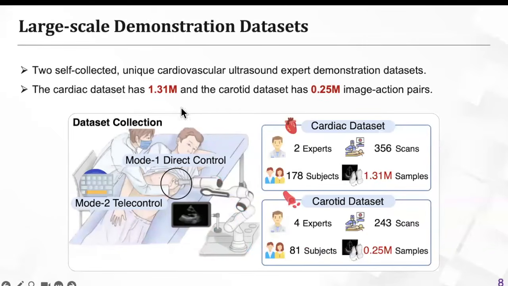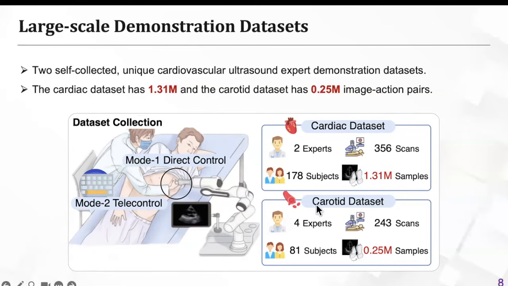To support the imitation learning strategy, we collect two large-scale expert demonstration datasets on real people. The cardiac dataset comprises 178 subjects, and the carotid artery dataset comprises 81 subjects. The data for cardiac is acquired by directly controlling a probe attached to a Franka Panda robotic arm, which means the sonographer holds the probe and conducts the scanning, and our system records the trajectory or pose of the probe and its corresponding ultrasound image.